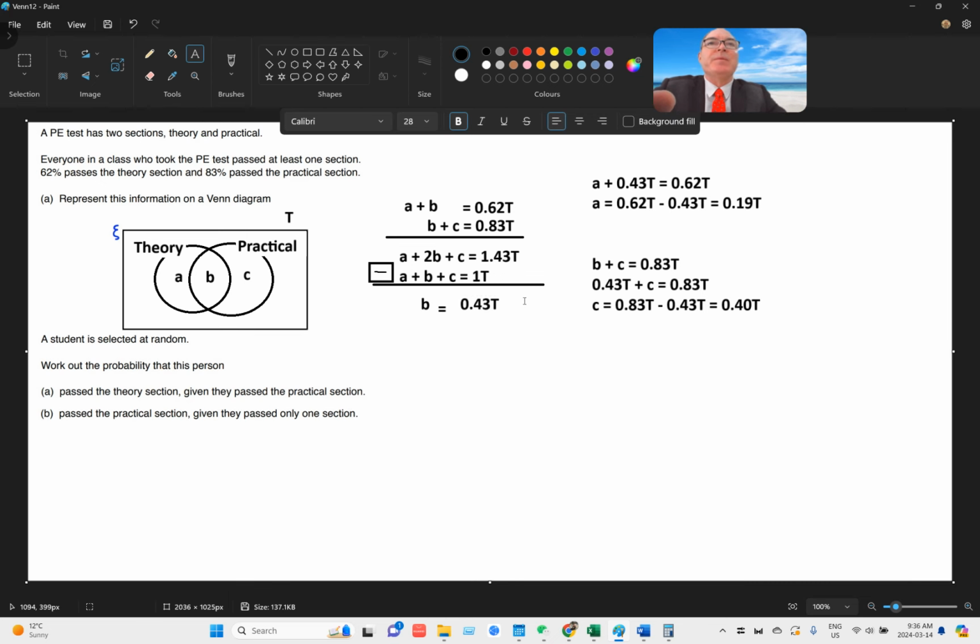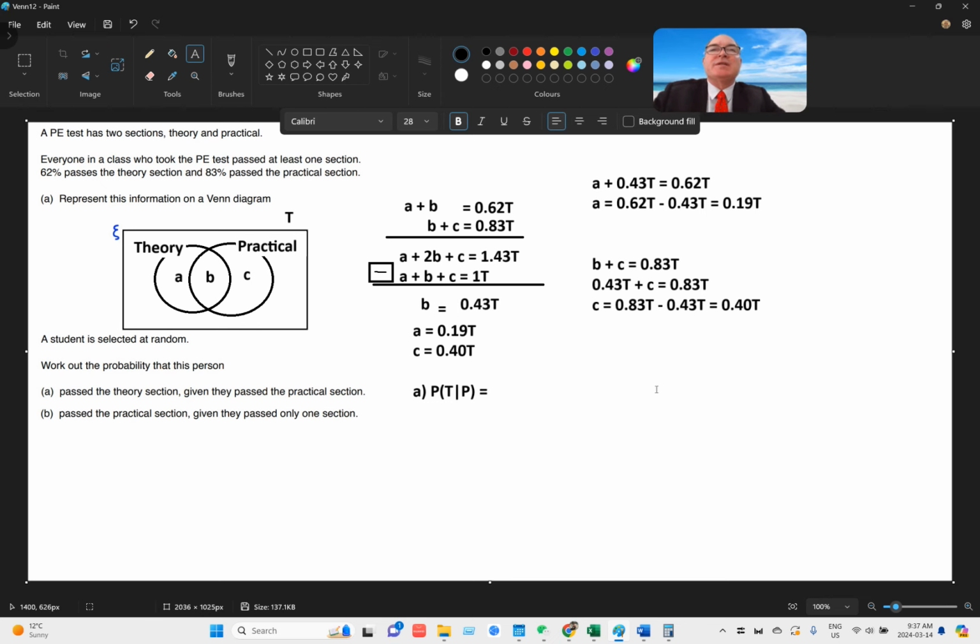Anyways, we got that. I'm going to write underneath here. A, we said, is equal to 0.19T, and C is equal to 0.40T. Now, our question down below is question A. What's the probability that we pass this theory section, T, given that they pass the practical section?